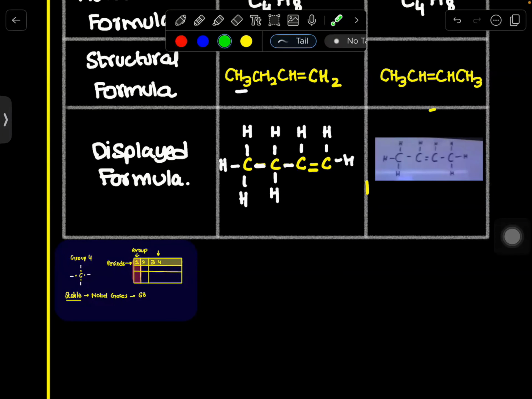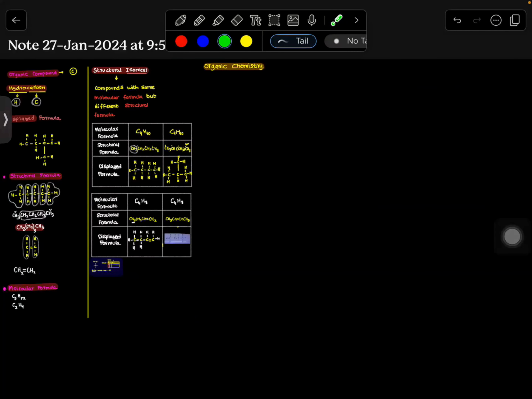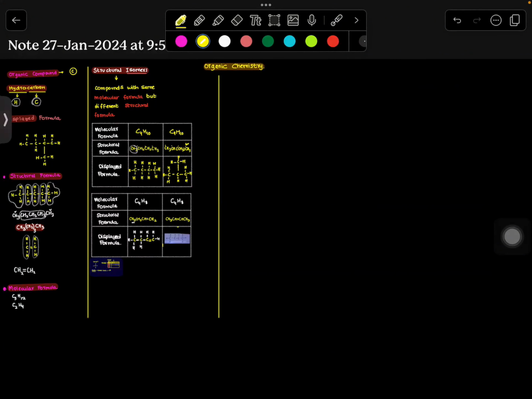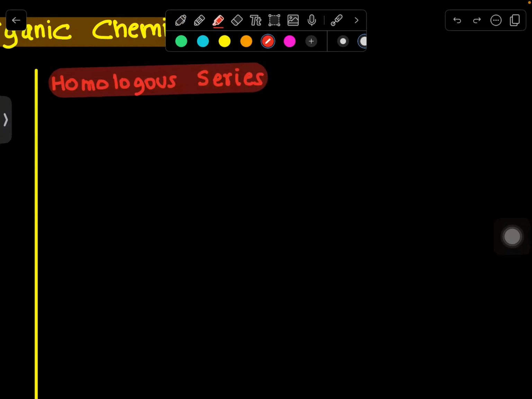Now we're done with structural isomers as well. We're going to move on to our next concept, which is homologous series. Now, homologous series, it's a series, or you can say family of organic compounds. So different organic compounds are grouped into different groups. And those groups or families are called homologous series.